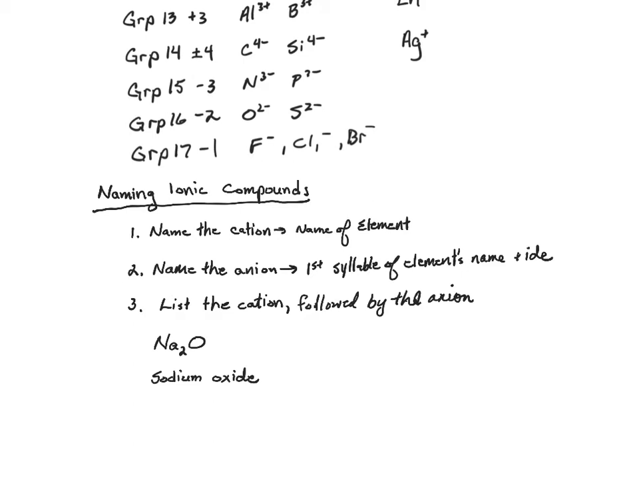And I do not have to in any way indicate that there are 2 sodiums for every 1 oxygen. That's because it's implied by the name. Because we saw earlier in a previous video that if I were to say that I have a compound called sodium oxide, I could figure out what its formula is going to be by looking at the charges that the elements take on. And here I can see that I have to have 2 sodiums for every 1 oxygen.